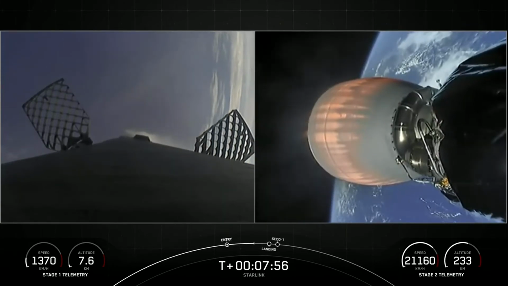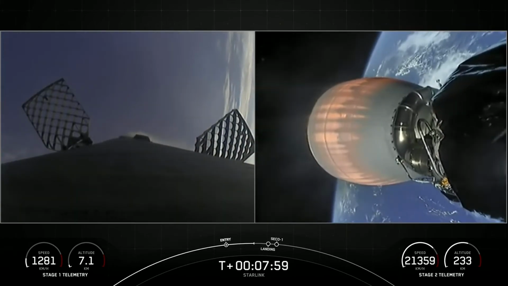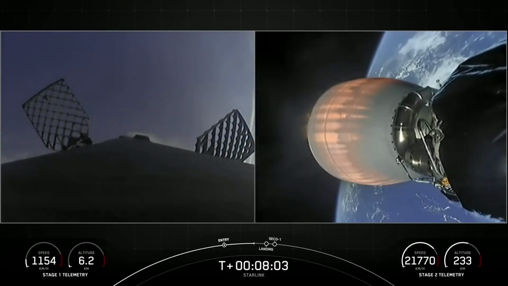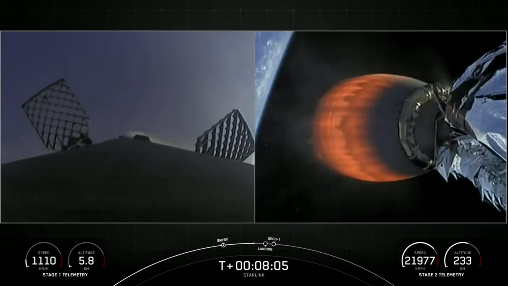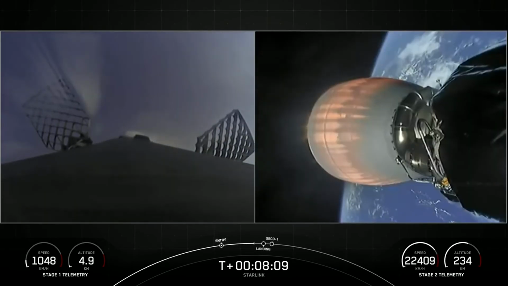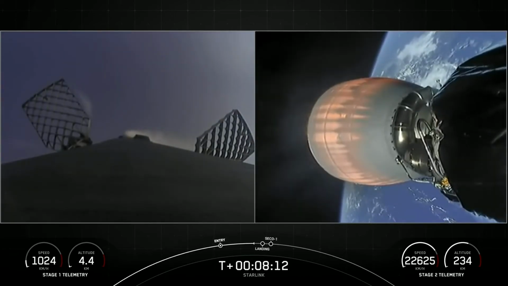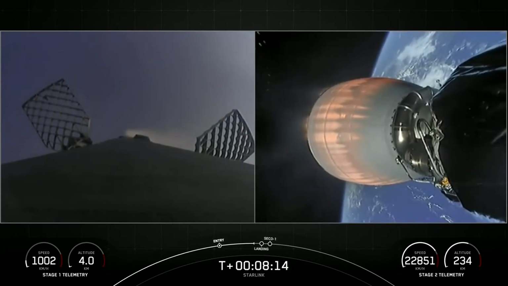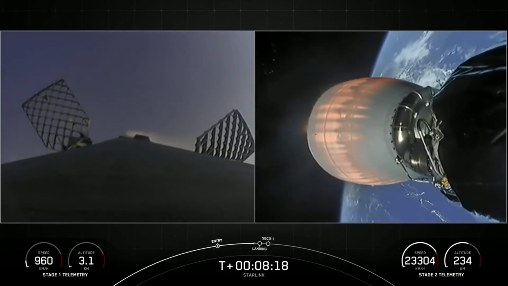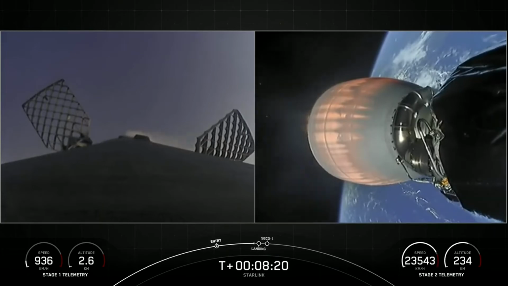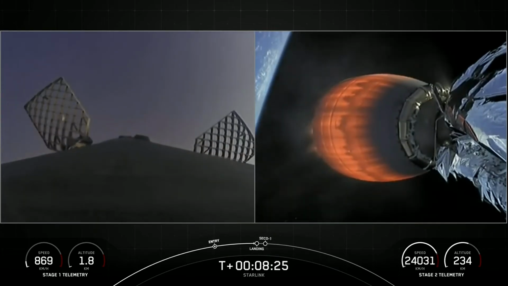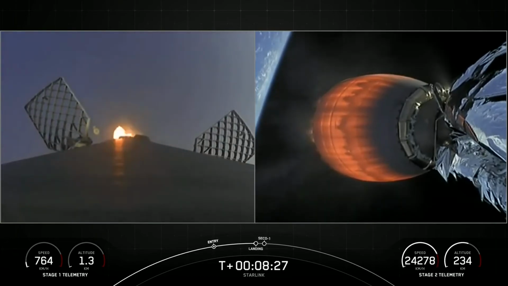Stage 1 transonic. Terminal guidance. Stage 1 landing burn.